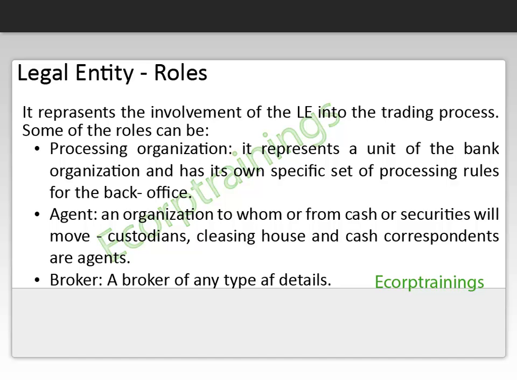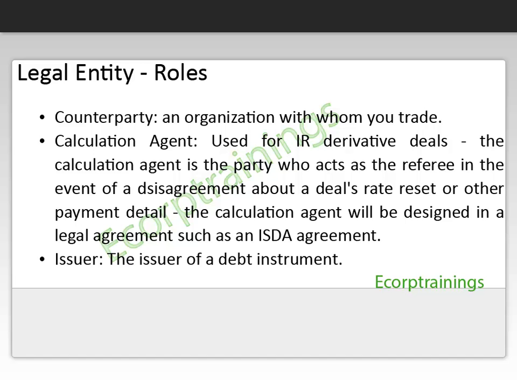Custodians, clearing houses and cash correspondents are agents. When you define the SDI, you can add agents to the organization, and to the counterparties. Broker, a broker of any type. Counterparty, an organization with whom you trade. The organization's internal and external trading partners must be designated as counterparties. Calculation agent, used for IR derivative deals.